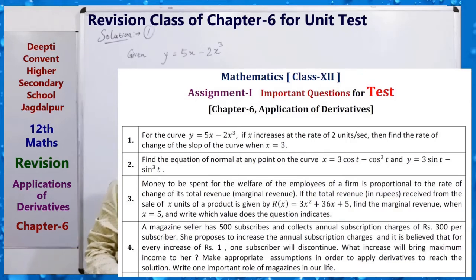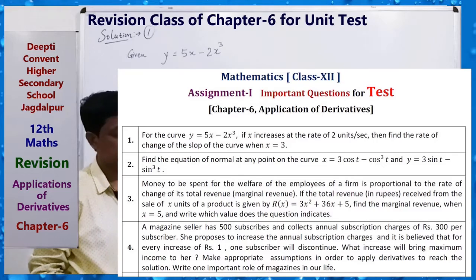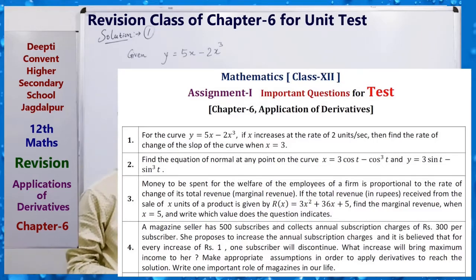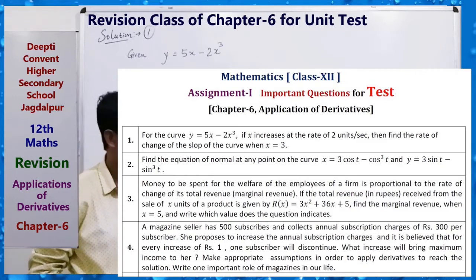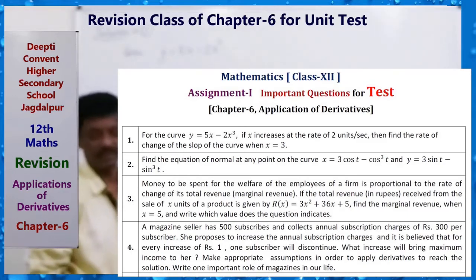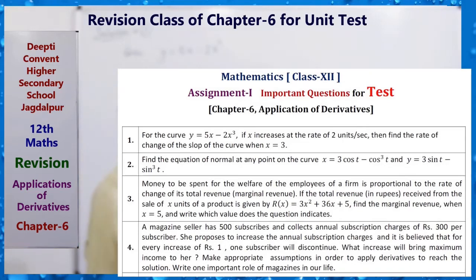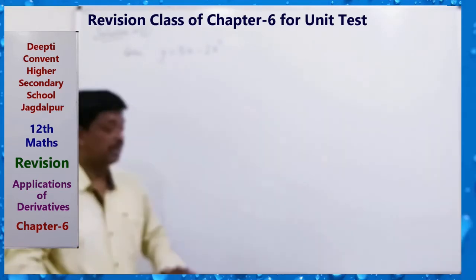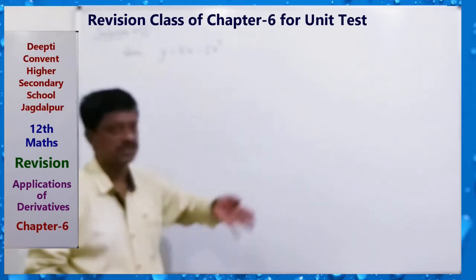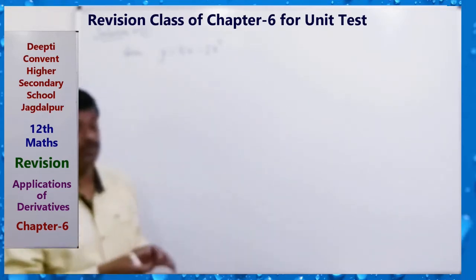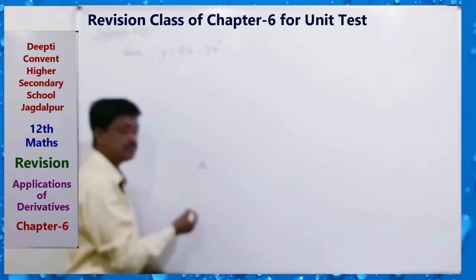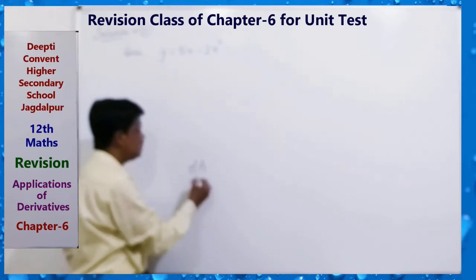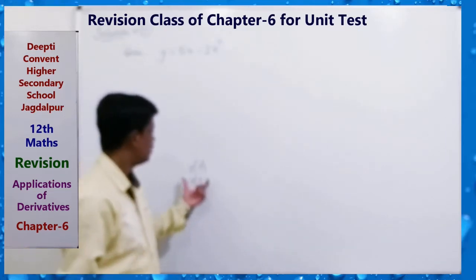If x increases at the rate of 2 units per second, then find the rate of change of slope of the curve, the slope of the tangent to the curve, when x equals 3. Okay, so this question is related to rate measure. We know that, suppose there is some quantity A, then rate measure means how it changes with respect to time. So rate measure is dA by dt.